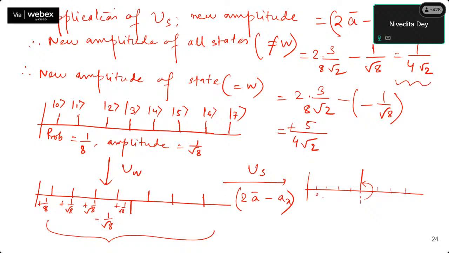So this is 0, 1, this is 2, this is 3. Right now this is my 4. This is 5, this is 6, this is 7. And this is only after one Grover rotation operator. Here the number of states are very little. That's why you can see a 5 times increase in amplitude.